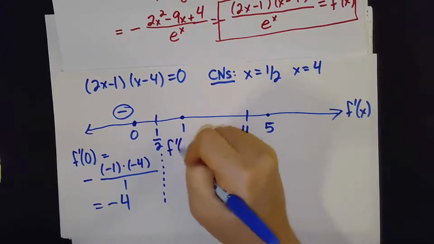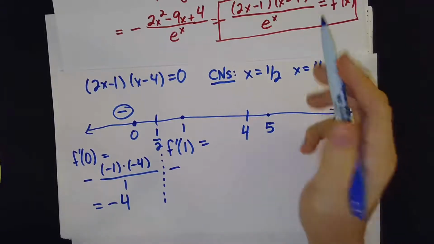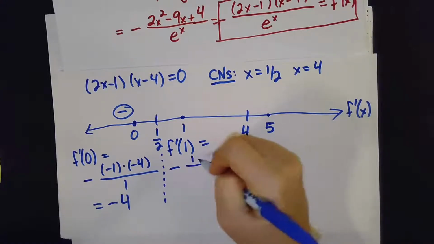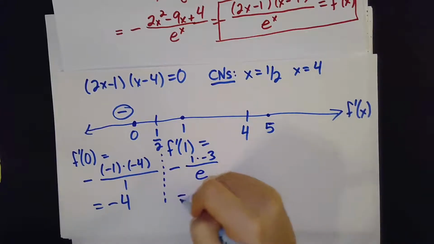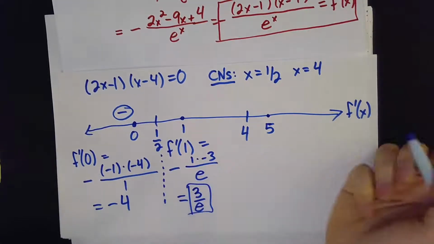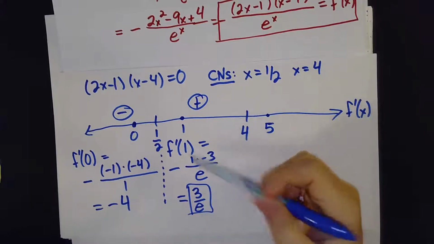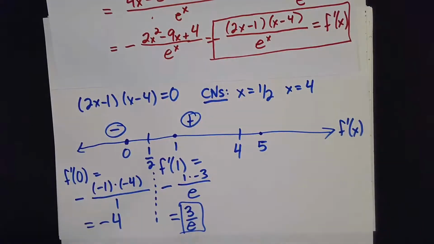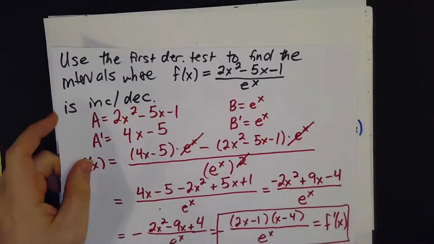When I then go ahead and find f prime of 1, that will end up being minus 1 times minus 3 over e, which will happen to be 3 over e. The only thing I care about here is that that is positive. And again, this is just much easier to plug stuff into because I factored it and wrote it out like that than it would be if I was trying to plug this back into the original form of the derivative.